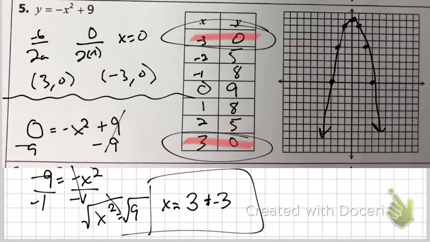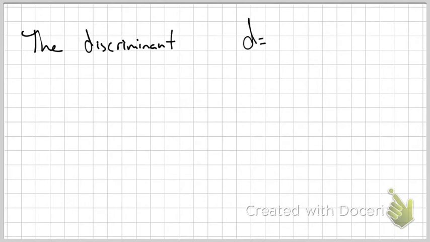So here's what I'm going to show you with these 2 answers. Go to the bottom of your notes. Do you see where it says the discriminant? Yes. Okay? The discriminant has a formula, and that formula is the discriminant is equal to b squared minus 4ac. All right? That is the discriminant formula.